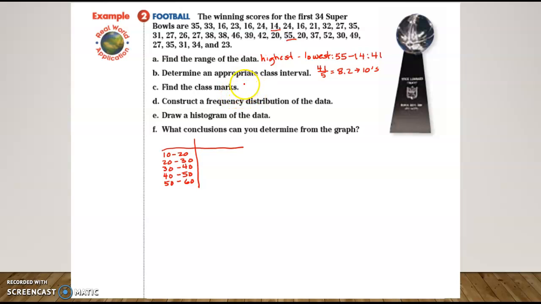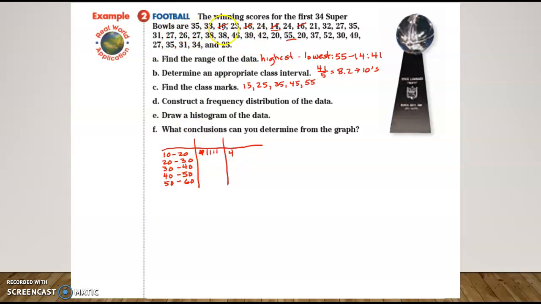So my class marks here are 15, 25, 35, 45, and 55. So here is my frequency distribution. From 10 to 20, I have 1, 2, 3, 4. So I have 4. A lot of times they'll make a tally mark and then make this over here. So 1, 2, 3, 4. And then write the total, which is 4.